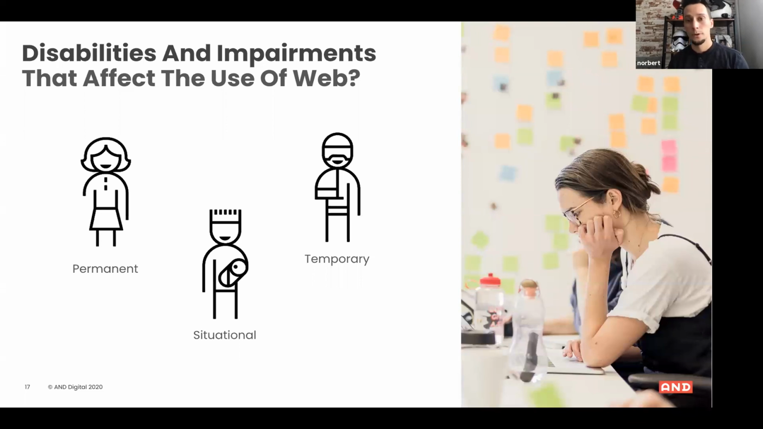But then when we move into temporary impairments, we can match probably all of the permanent cases in a slightly different way. Instead of missing a limb, you can have someone with a broken arm or a broken wrist, which doesn't give them the option to use the mouse as they're used to. Or it can be just a person who has some sort of an injury that temporarily blocks their vision. So they need to use the web in a different way.